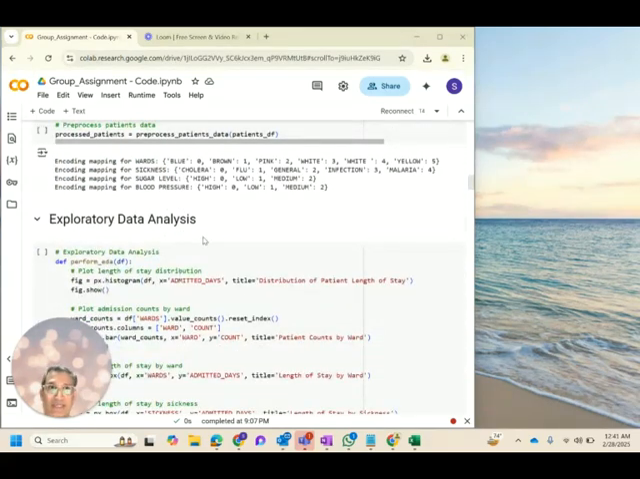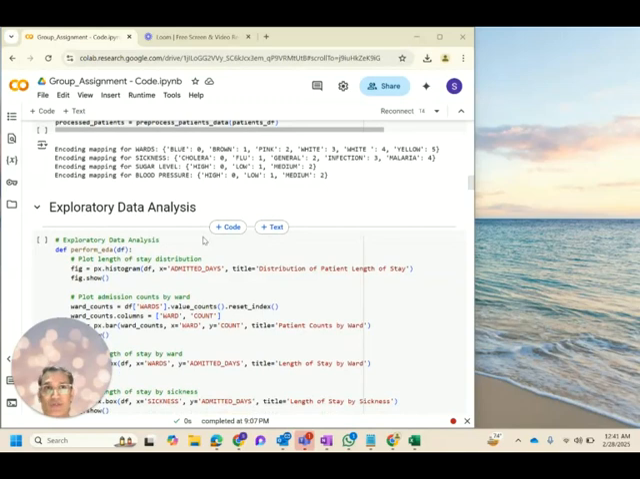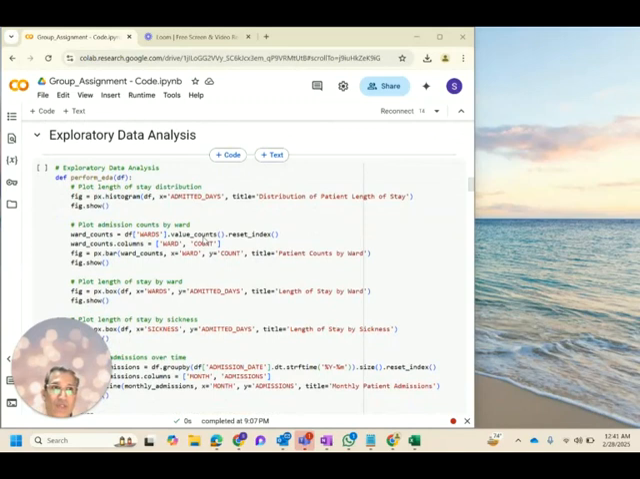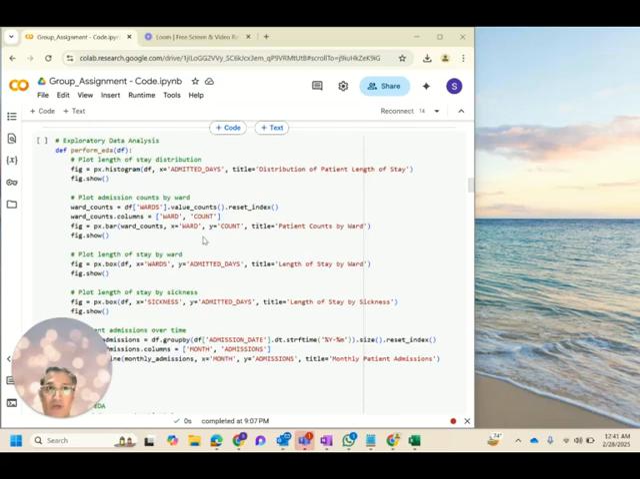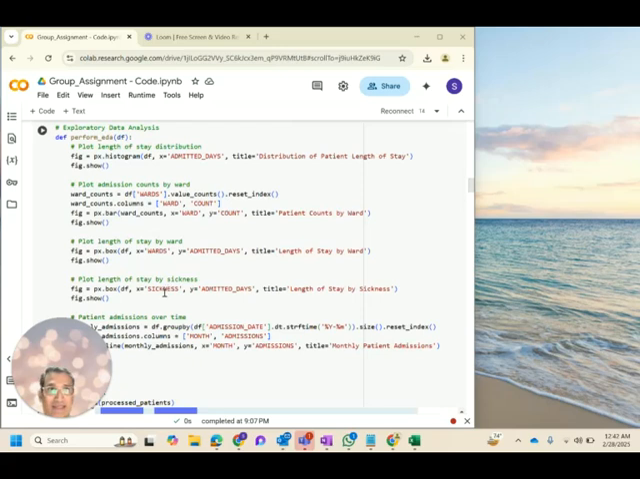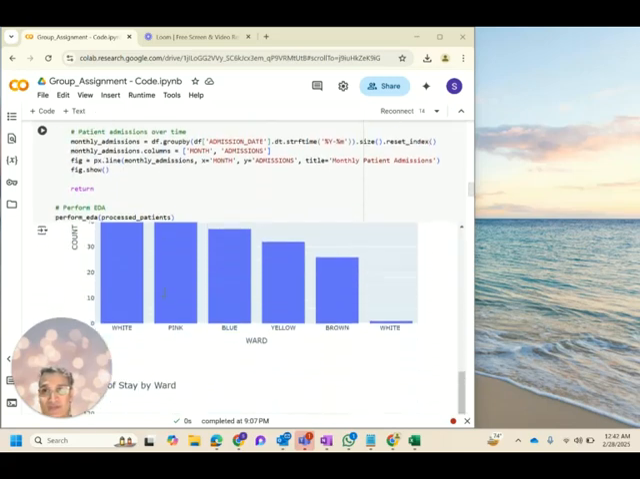Then we have data analysis. The system creates interactive visualizations, including histograms, bar charts, and box plots. It analyzes the distribution of patients, like length of stay, examines patient counts by ward and sickness, and provides a time series overview of monthly admissions to identify trends.